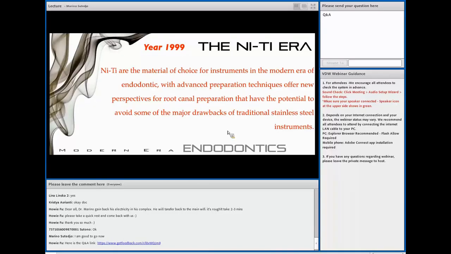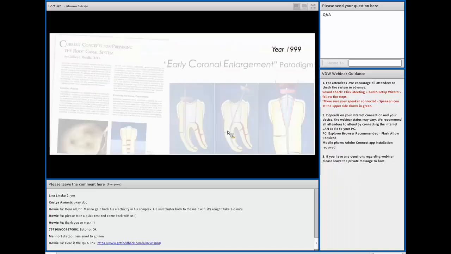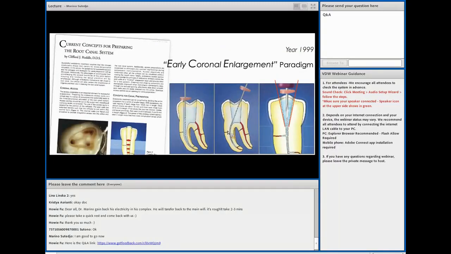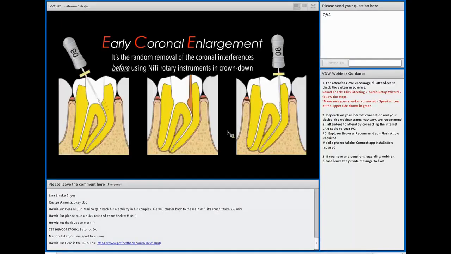We have a new material, nickel titanium, that replaced stainless steel instruments, because nickel titanium has more advantages compared to the stainless steel instruments at the time. Also, with the year 1999 and NiTi coming up, we know the paradigm of the early coronal enlargement concept at that time. What is meant by early coronal enlargement?